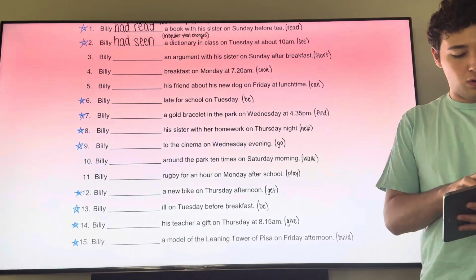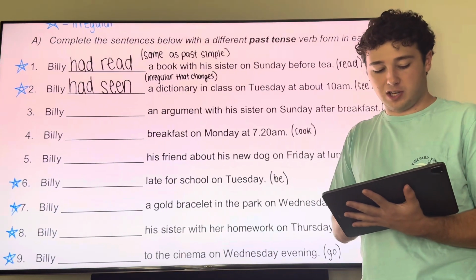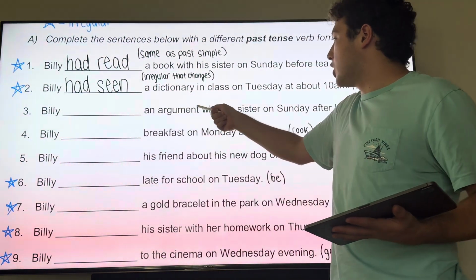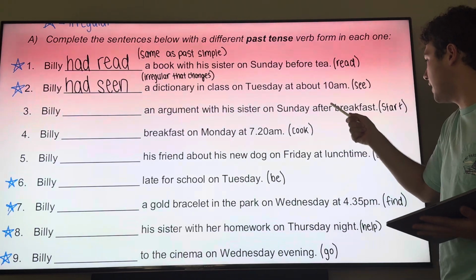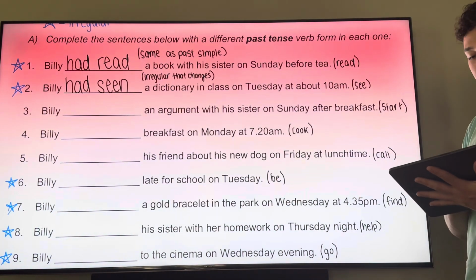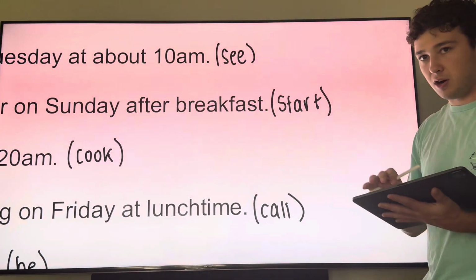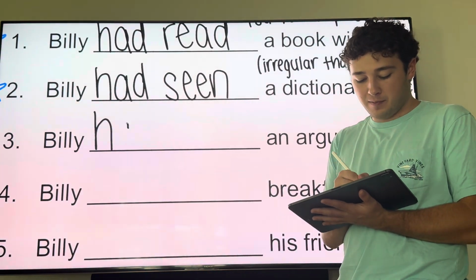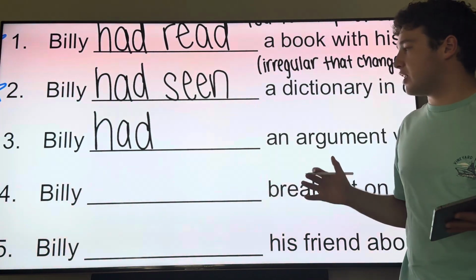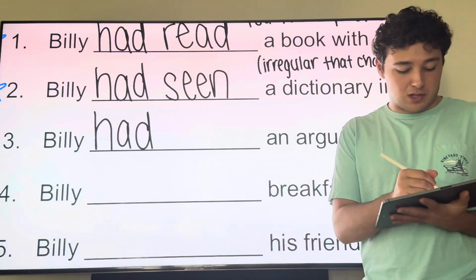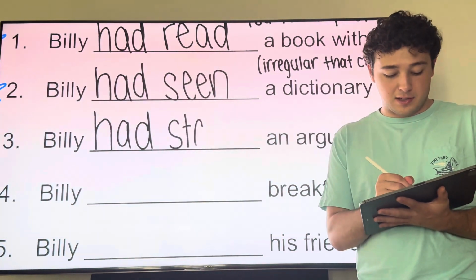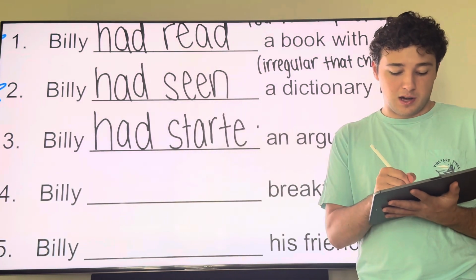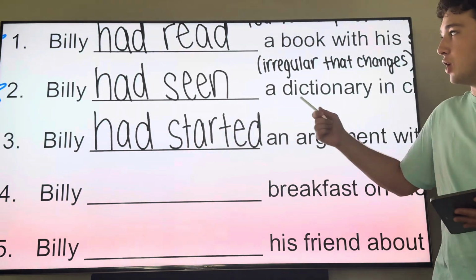Let's do one more, and this one is actually a regular verb. Number 3. Billy blank an argument with his sister on Sunday after breakfast. And the verb they give you is start. So this is a regular. So after you put had, you need to think of the past simple for start. But it's a regular, so all you do is the verb with ed. So it's just Billy had started.